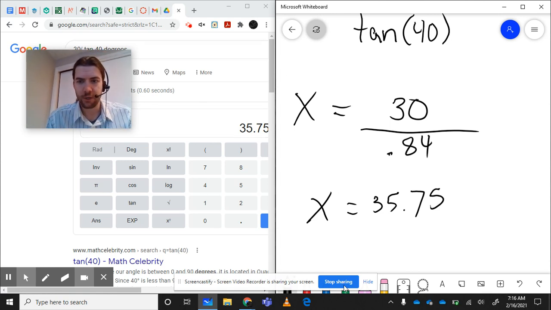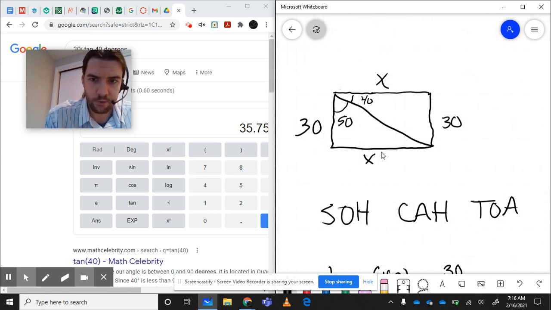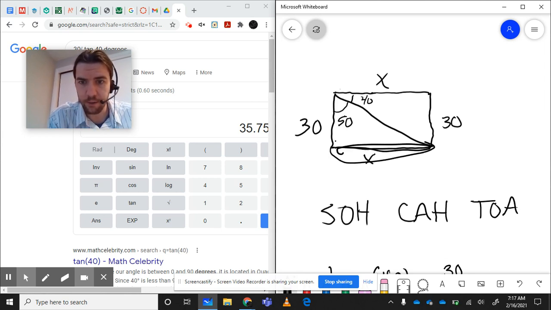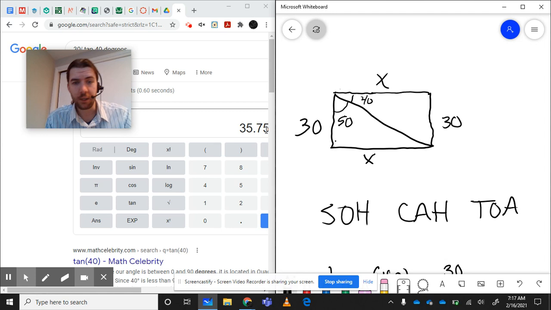And looking at the original picture, just want to make sure that kind of fits, 35.75. Yeah, so if this is 30, that would be another 30. So I guess my drawing wasn't drawn perfectly to scale, but we would expect that this length was going to be larger than the height. So 35 feet sounds good to me. And that is how we would go through and solve that problem.